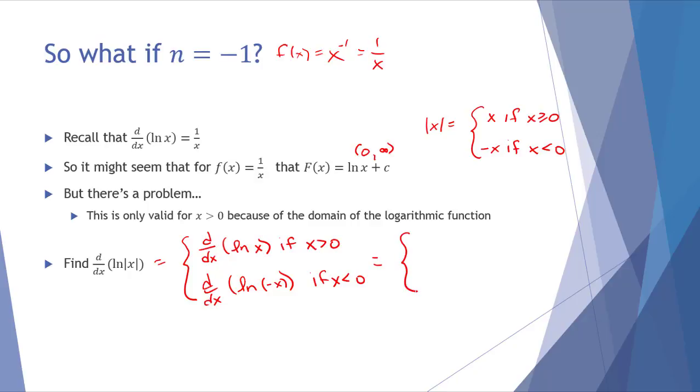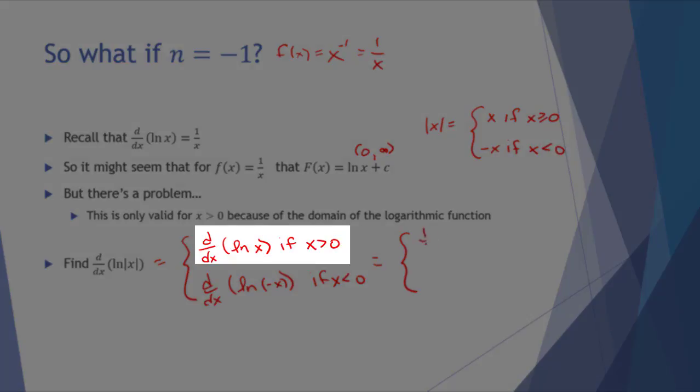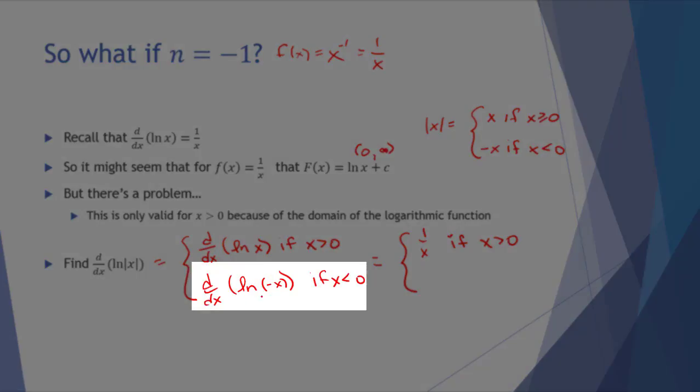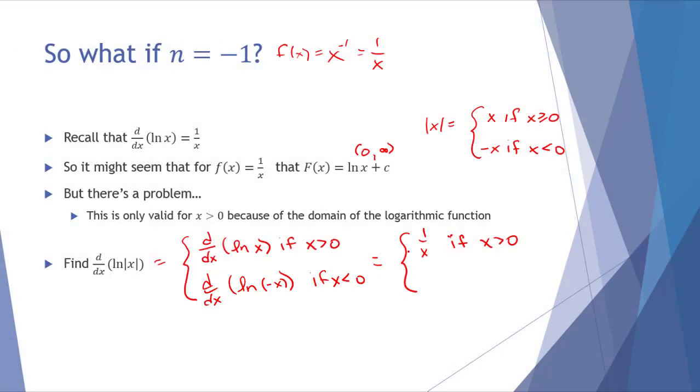Okay, so when we take each one of those derivatives individually, we already know the derivative of the natural log of x, that's 1 over x. So the derivative is 1 over x if x is greater than 0. In order to take the derivative of the natural log of the opposite of x, notice your input now has a function in there, not just an input of x, which means we're about to use chain rule. So that's 1 over your inside function, which is negative x, times the derivative of the inside function. And the derivative of negative x is negative 1. And that's the derivative if x is less than 0.